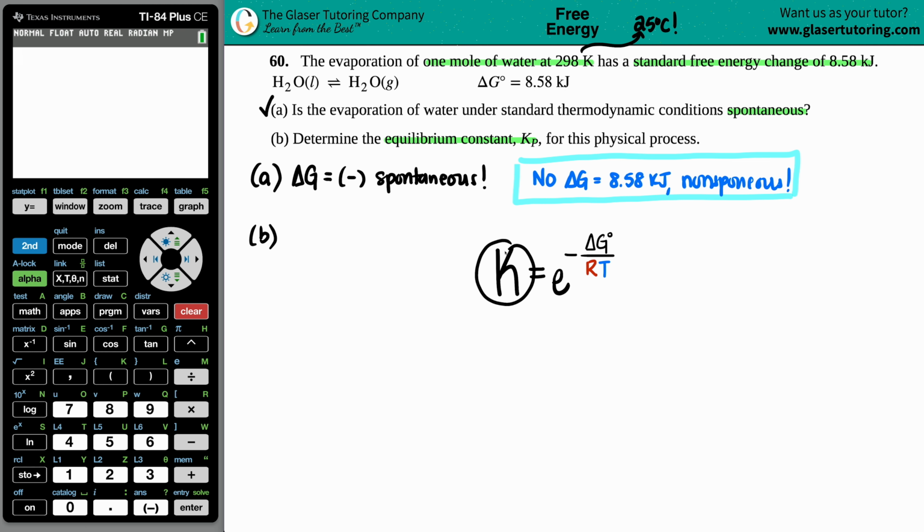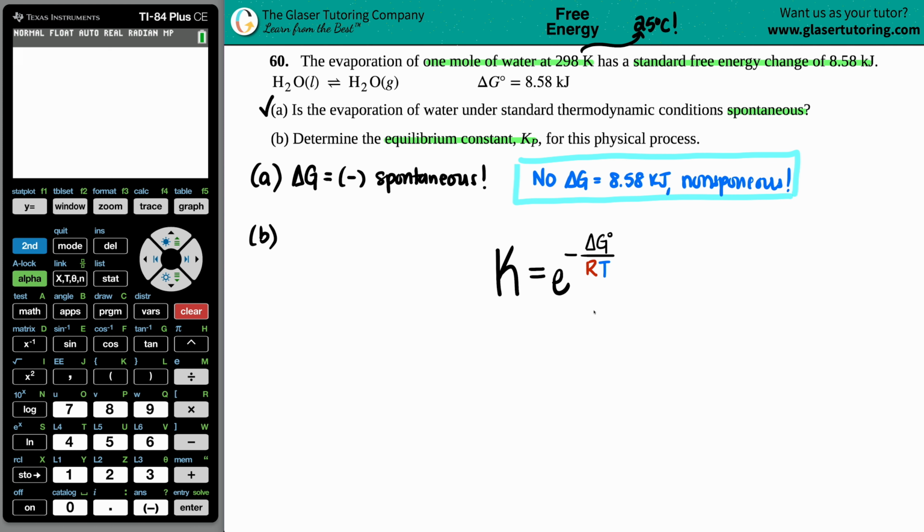Now, in my formula, I just have letter K. I don't have P there, because I can solve for any equilibrium constant. It doesn't have to necessarily be the one that's pressure. It could have been concentration, Kc. It could have been Ka for acid or Kb for base. So we could just say that this is the general equilibrium constant K. This is going to be equal to e, the E button on the calculator, raised to the negative delta G divided by R times the temperature.